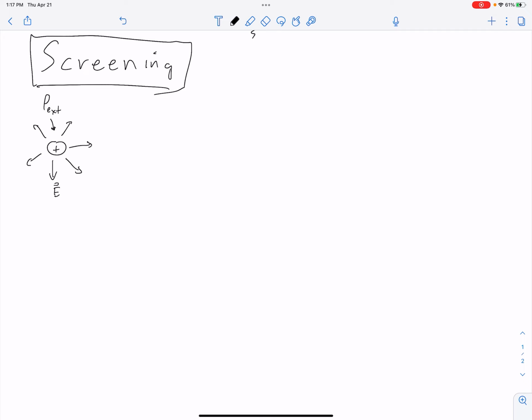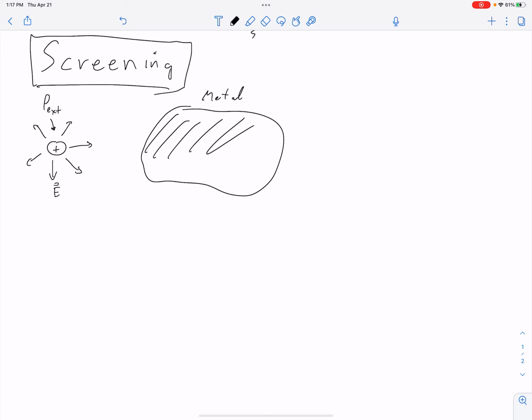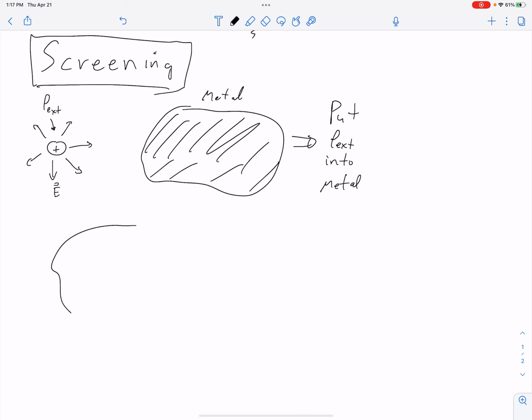And then suppose I have a metal here. The metal has all these conduction electrons in there. Now, what happens if I put the charge into the metal? What happens? So then what happens is this. Now here's my metal.